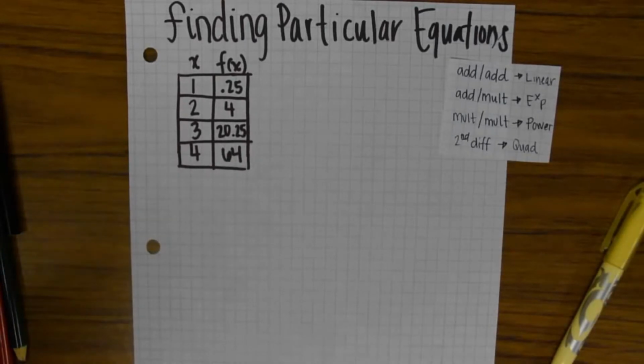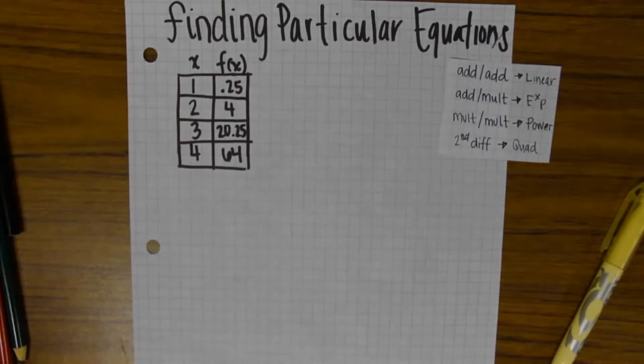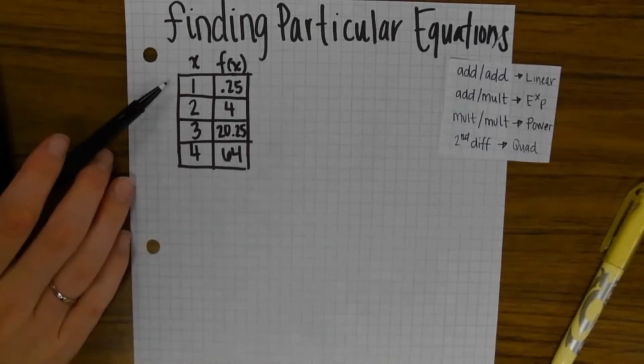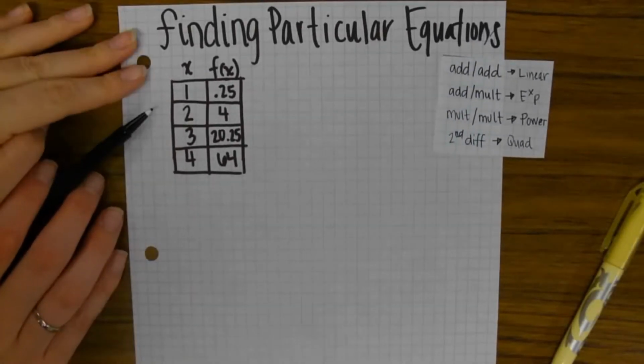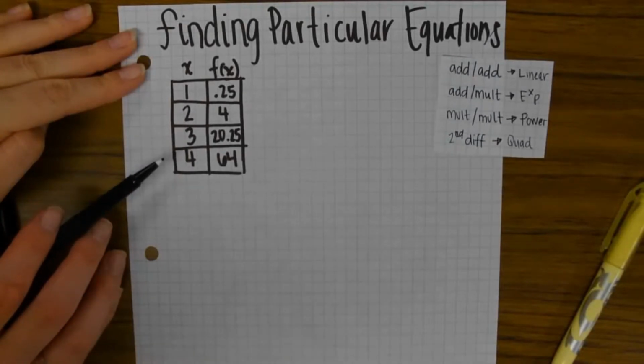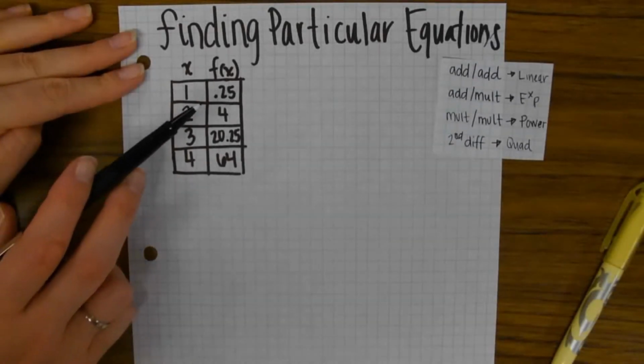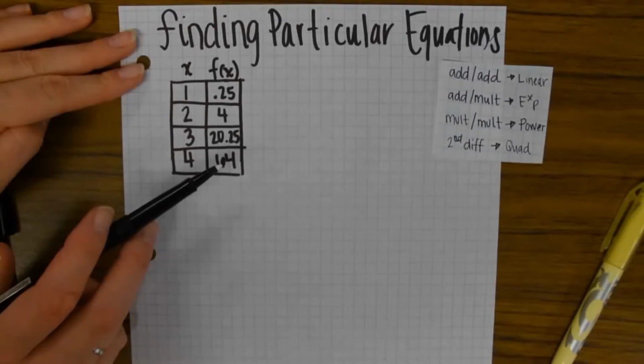And here is our last table of the day. So again, we're going to look: does it have an add pattern, add, multiply, multiply, multiply, or second difference? Over here, if I look down this side, it could be an adding pattern because 1 plus 1 is 2, 2 plus 1 is 3, and 3 plus 1 is 4. But it definitely doesn't look like it's an adding pattern here.